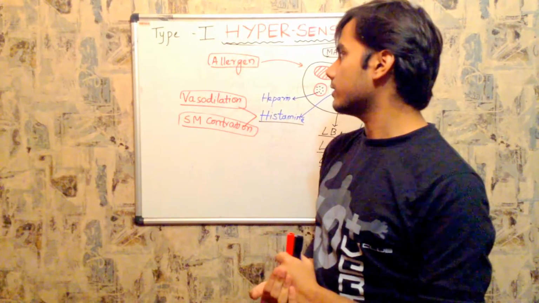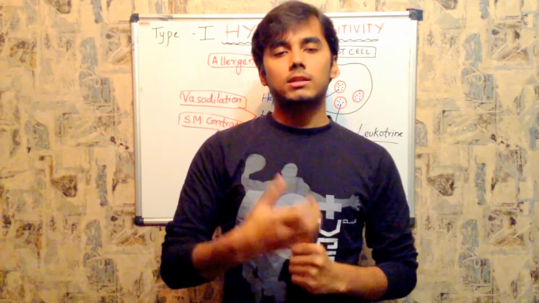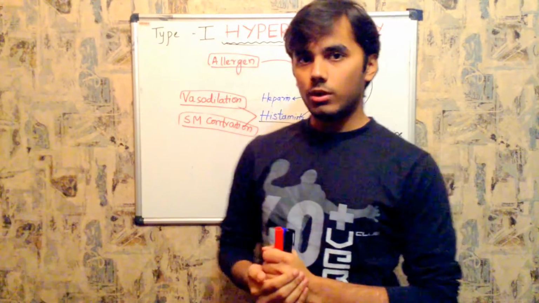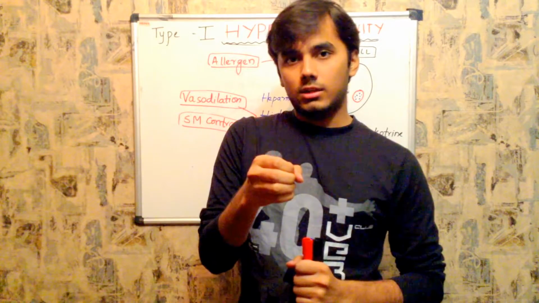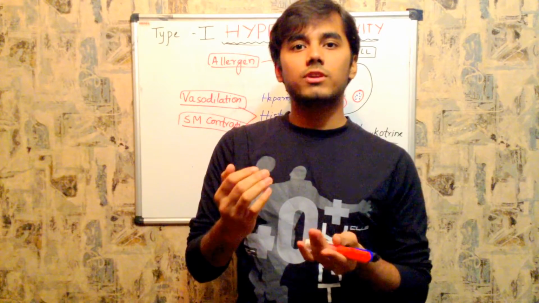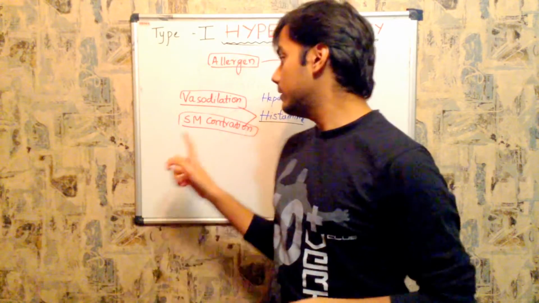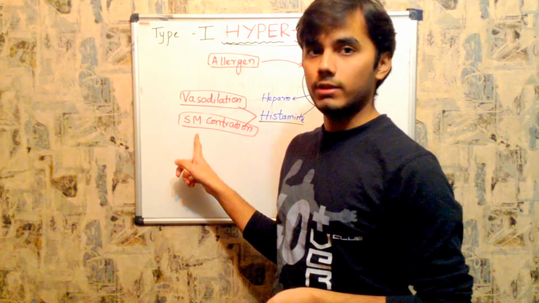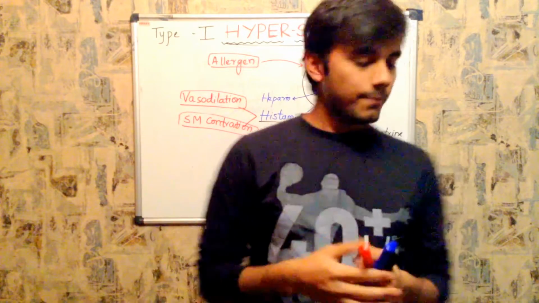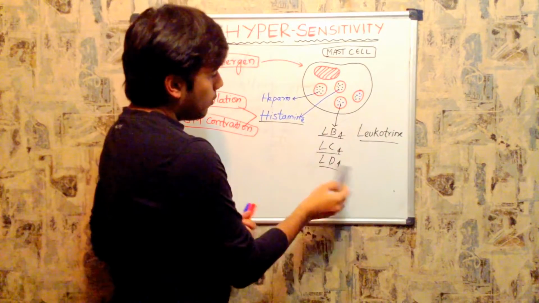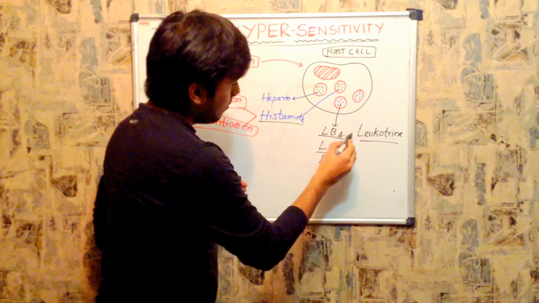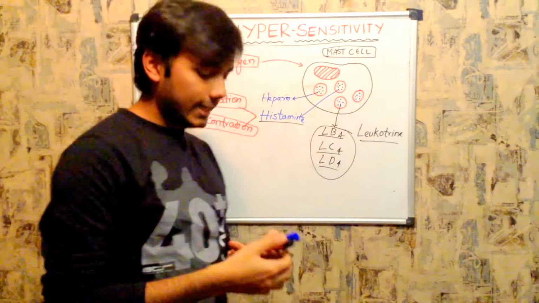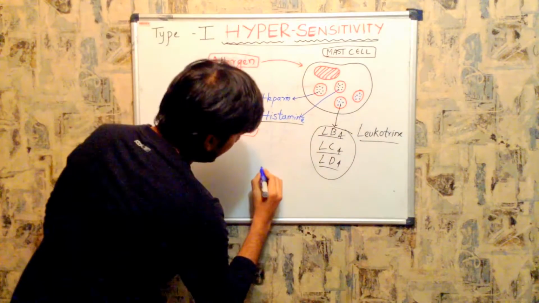Next, smooth muscle contraction. Suppose a patient has asthma: if there is a release of histamine, he will definitely have smooth muscle contraction. There is bronchoconstriction. When there is bronchoconstriction, the patient feels more difficulty breathing, and this bronchoconstriction due to smooth muscle contraction may be lethal and lead to death, mainly in patients with asthma. Now, coming to LB4, LC4 and LD4, what are these molecules which are newly heard now? These are chemotactic agents.